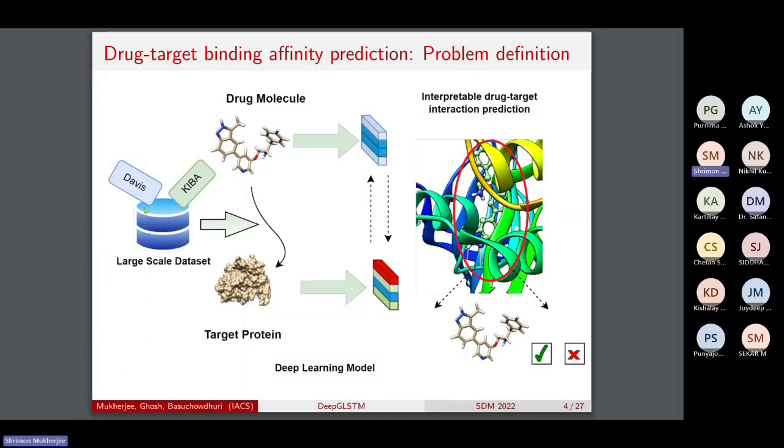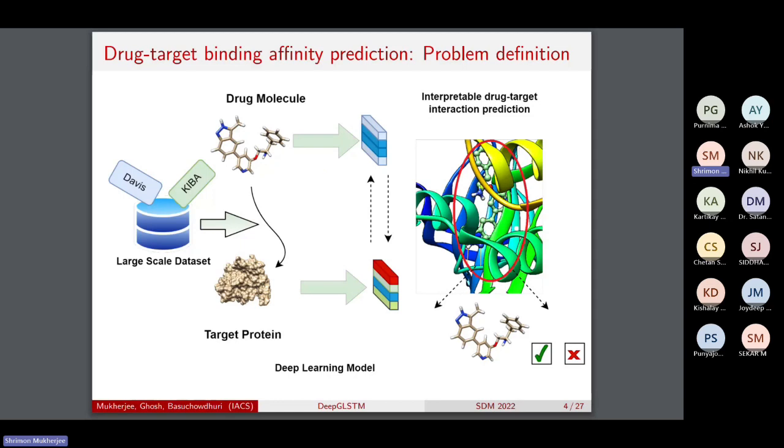So this is the drug molecule and this is the target protein, and we can apply AI in this part, that is deep learning or machine learning or any kind of AI models, like graph neural network based architectures, to encode those, and from that we will infer whether this drug is a possible candidate or not. So this is the main problem definition of our work.